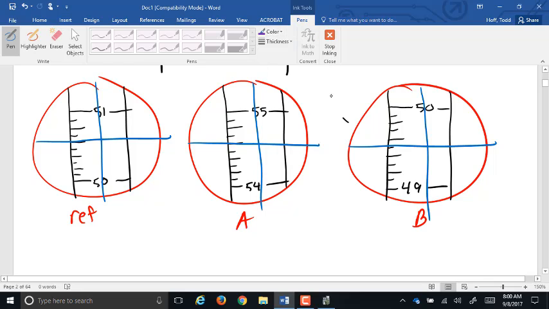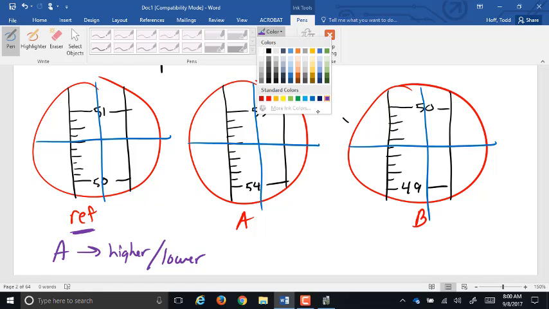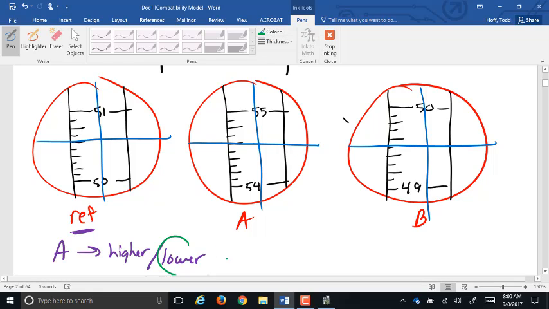So I might ask you, compared to the reference, first of all, is point A higher or lower? It is lower because it's a larger number. How much? Well, the reference is reading what? 50.6.